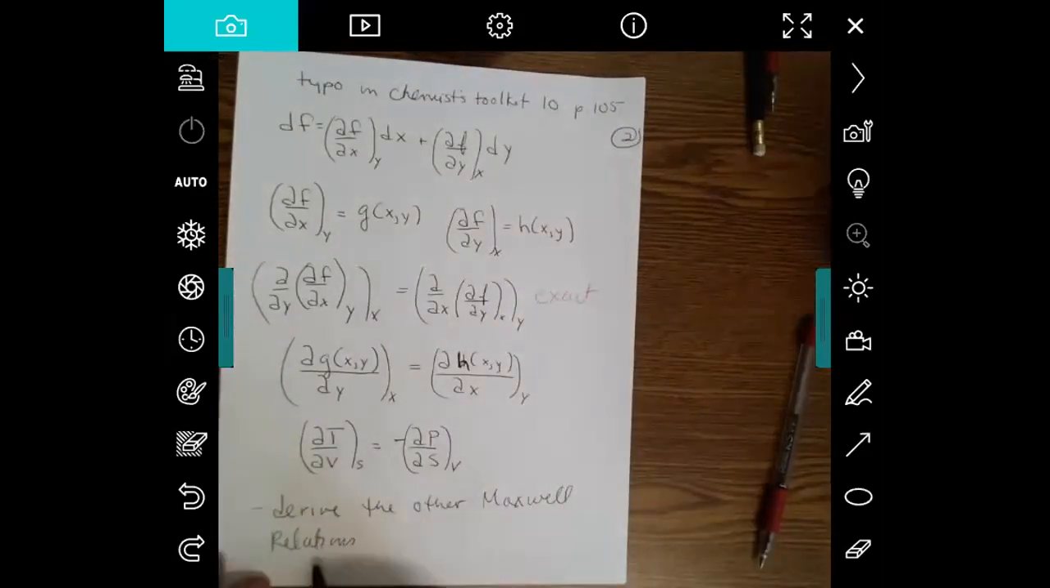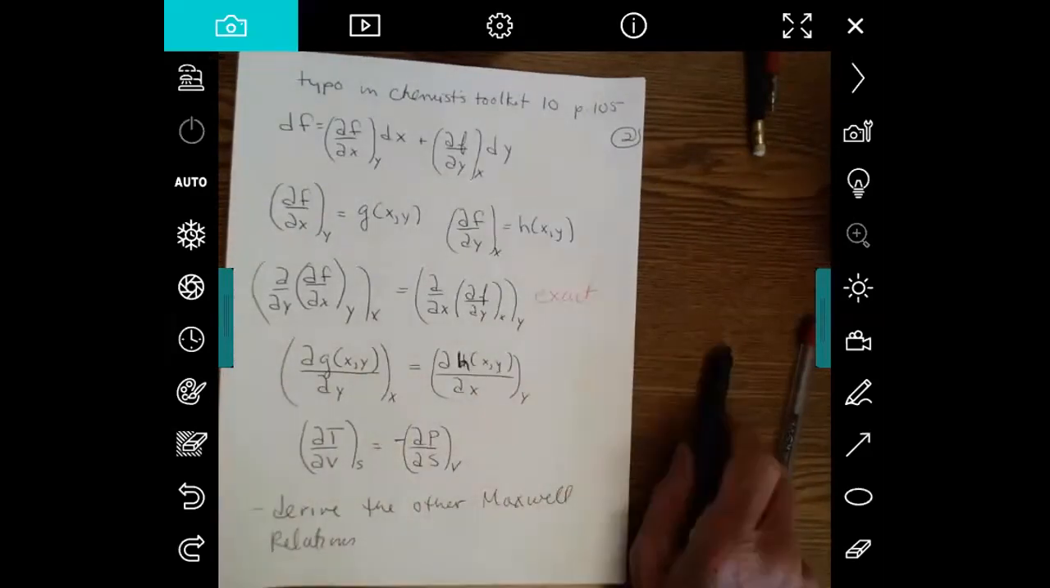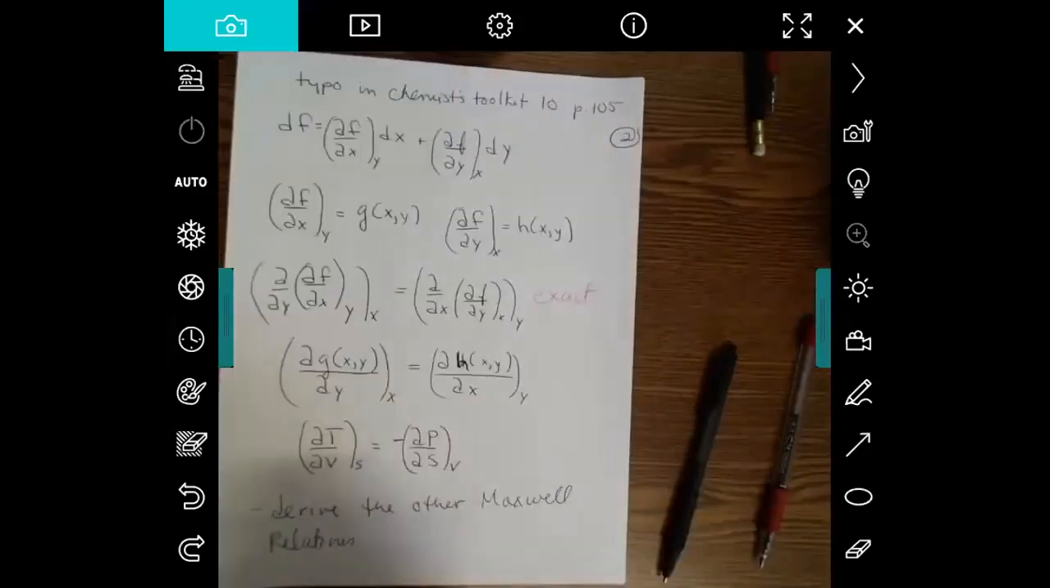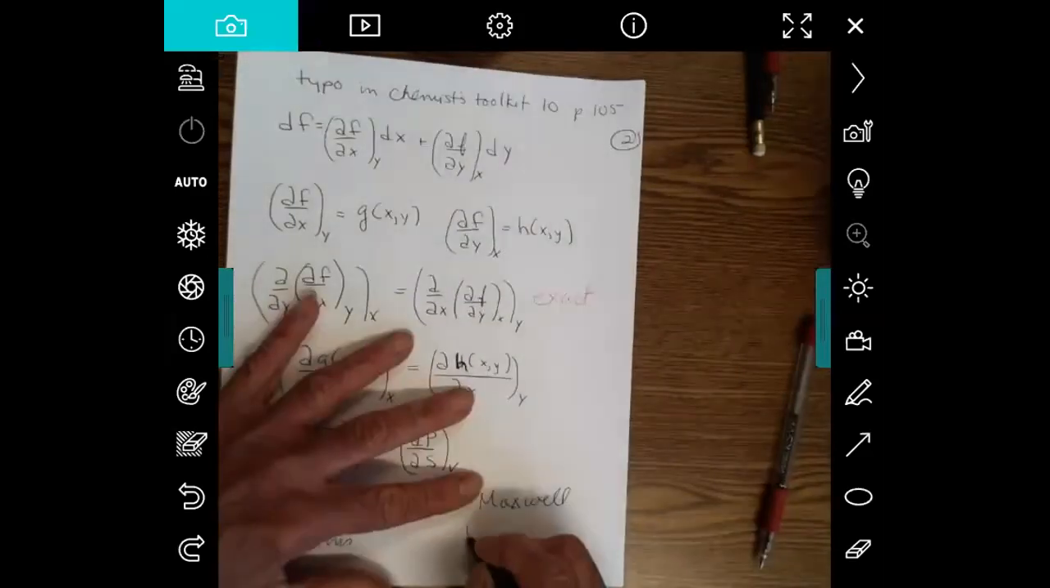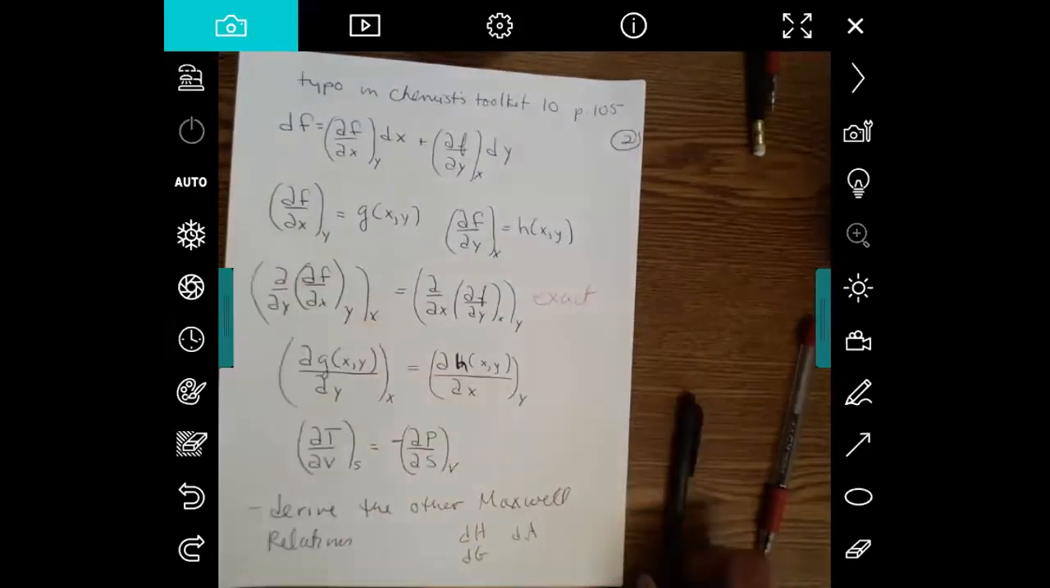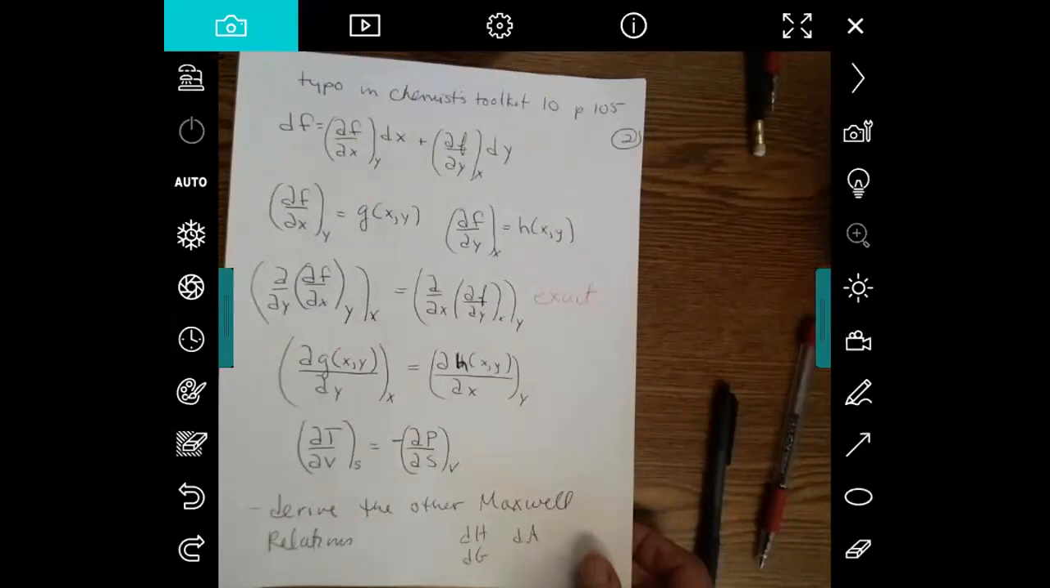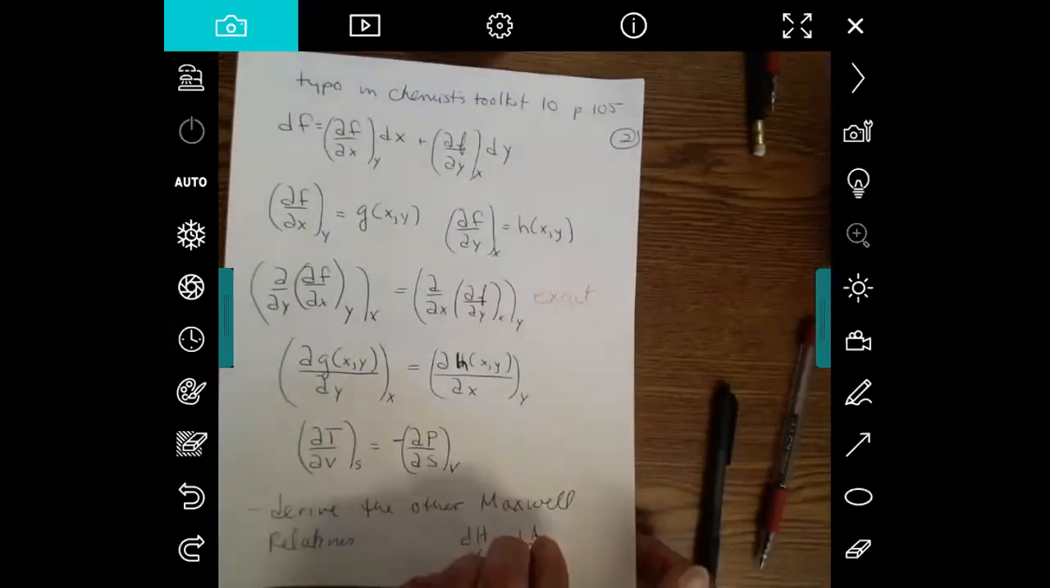So when we're together in class, we'll derive some other Maxwell relations. This one started with the total differential for internal energy changing. We're going to look at the other three that come from starting with a dH, a dG, and a dA, but we'll get some really interesting relationships that will help us understand relationships between physical properties that we never could have known if we didn't have this understanding of calculus.